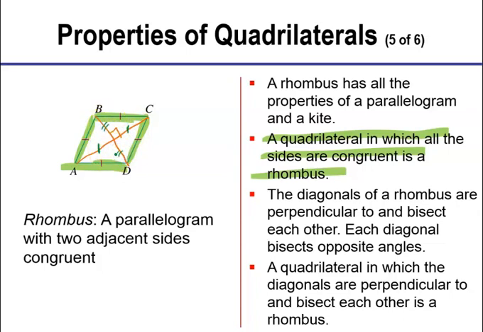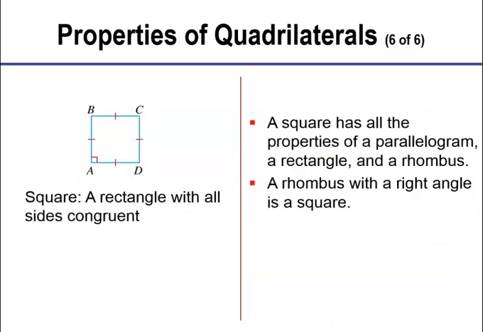Okay, a quadrilateral in which the diagonals are perpendicular and bisect each other is a rhombus. Okay, if you have both of those situations, and a quadrilateral, so three situations, you know you have a rhombus. And then one more set of properties, then I'm going to shut this down and we're going to come back for part 2 with a ton of examples.